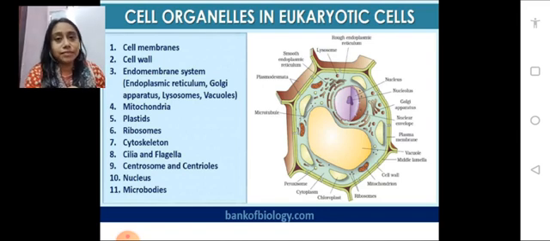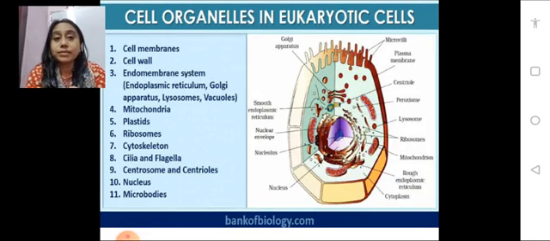This is just a beginning of eukaryotic cell. Another very important organelle is the mitochondria, the powerhouse of the cell. The plant cells also have plastid. Plant cells also have ribosome like prokaryotic cell. Plant cells have cytoskeleton. The cells also have nucleus and microbodies.